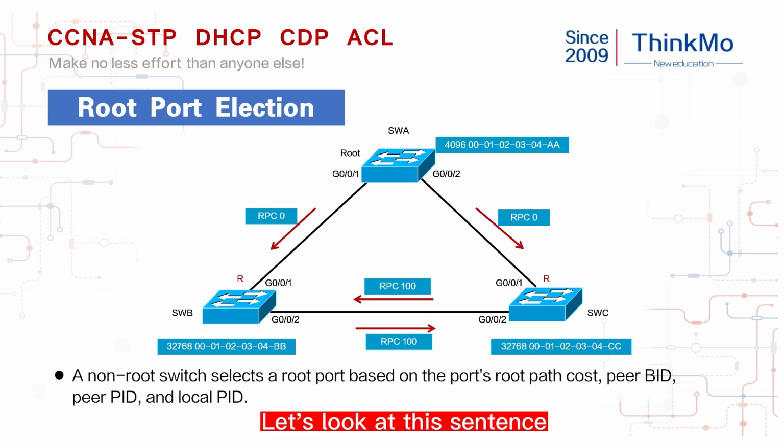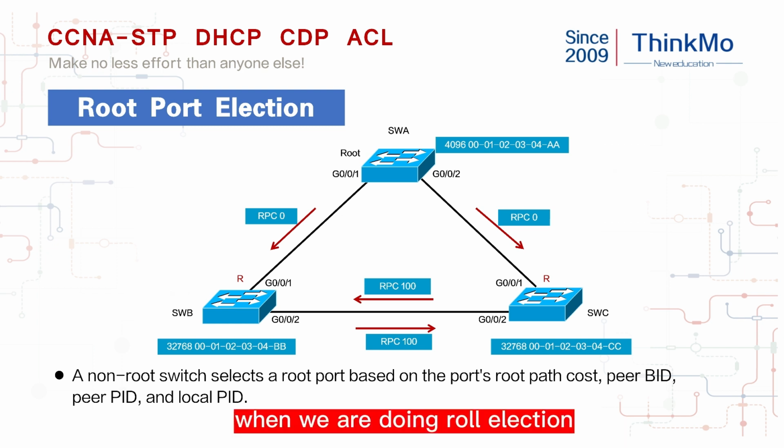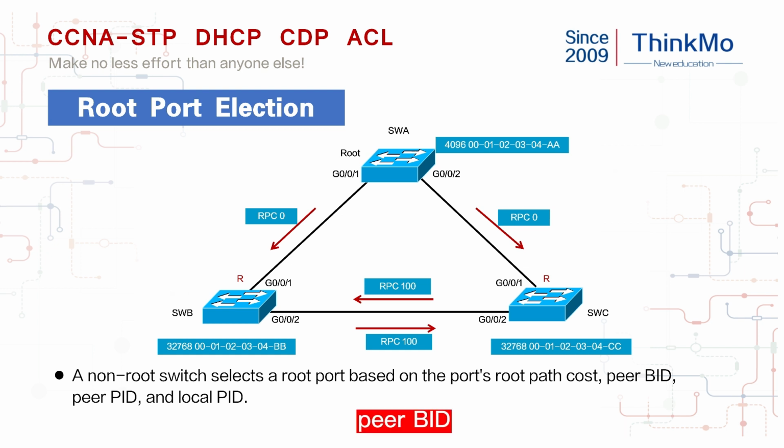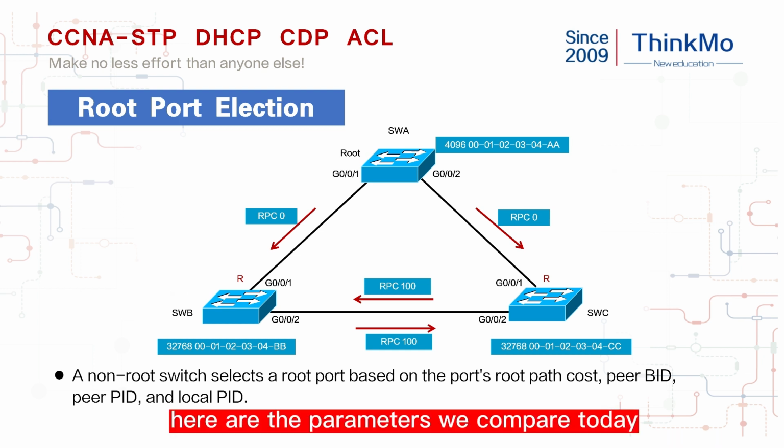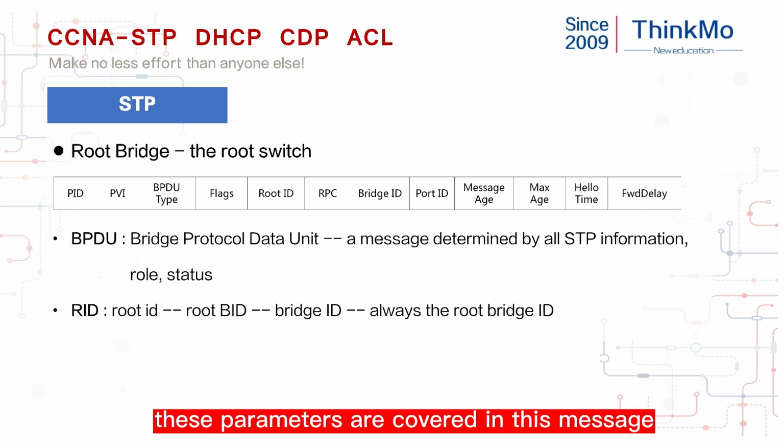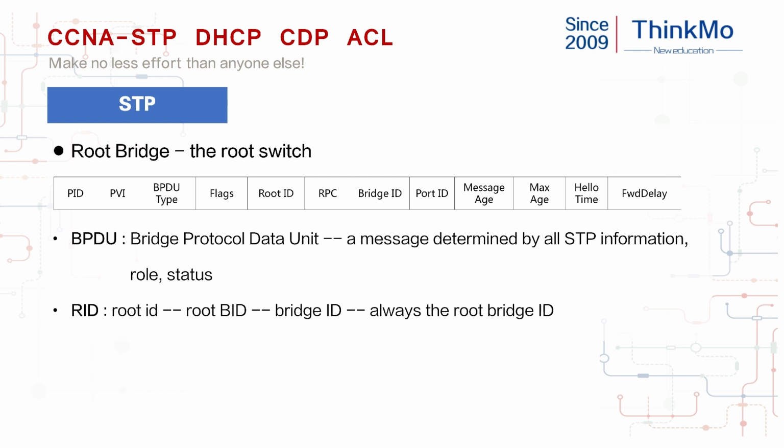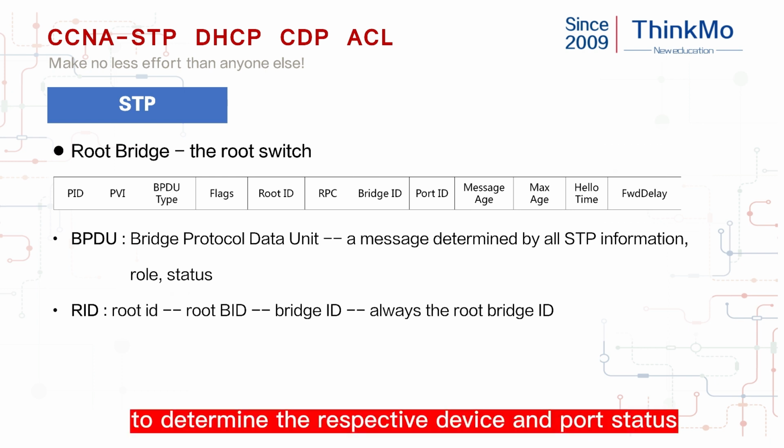Let's look at this sentence. In the future, we will conduct role elections. When we are doing role election, we will depend on the path cost, peer BID, peer PID, and local PID. Here are the parameters we compare today. These parameters are covered in this message. So after they send messages to each other, they determine the respective device and port status. That is, devices are updated through BPDU messages. This is part of what we talked about last class.